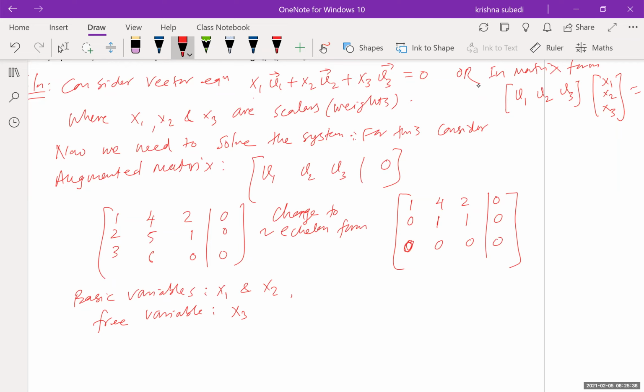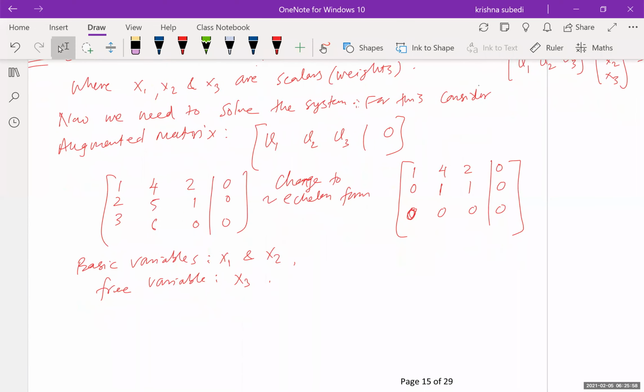Recall from the previous lesson, we have discussed already that if the system has a free variable, that means it will have a non-trivial solution also, right? In order for the system to have only the trivial solution, there should be no free variable. So free variable means there exists a non-trivial solution.